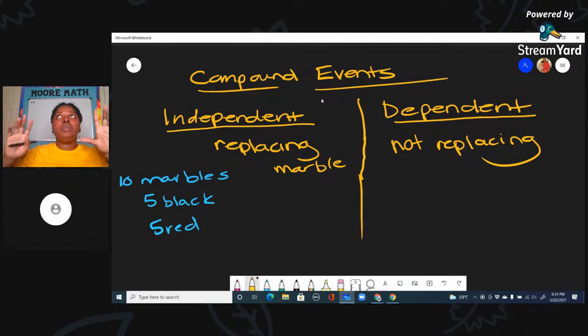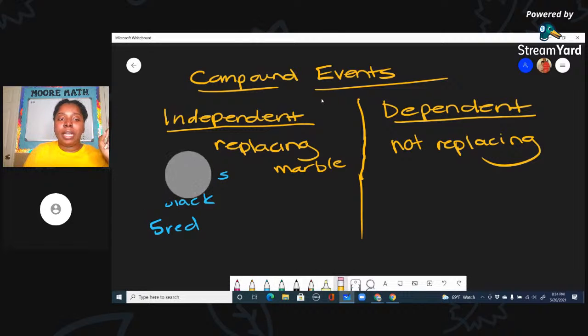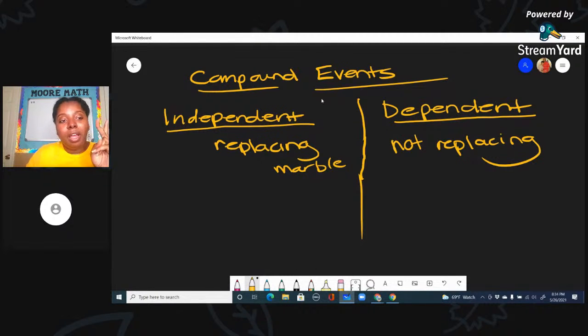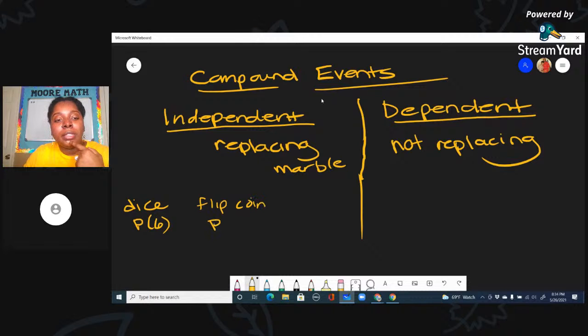Let's see. Spinning a spinner and landing on a 6. So here are the two events that can happen. Okay, let's do dice. So I roll a die and I land on a 6, and I flip a coin and land on heads. Okay, so what is the probability that I'm going to get a 6 when I roll the die?